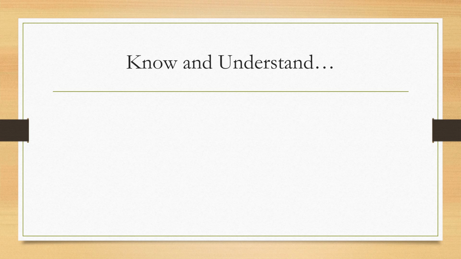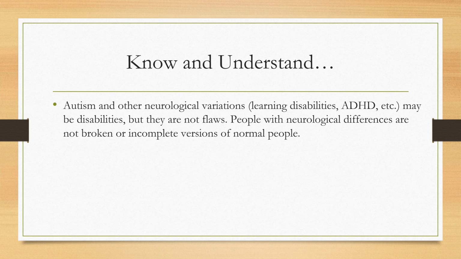While I go over this presentation, I want everyone to keep in mind and understand that autism and other neurological variations, learning disabilities, ADHD, etc. may be disabilities, but they are not flaws. People with neurological differences are not broken or an incomplete version of normal people. One of the clearest and most important revelations stemming from brain research is that there is no such thing as a regular student.